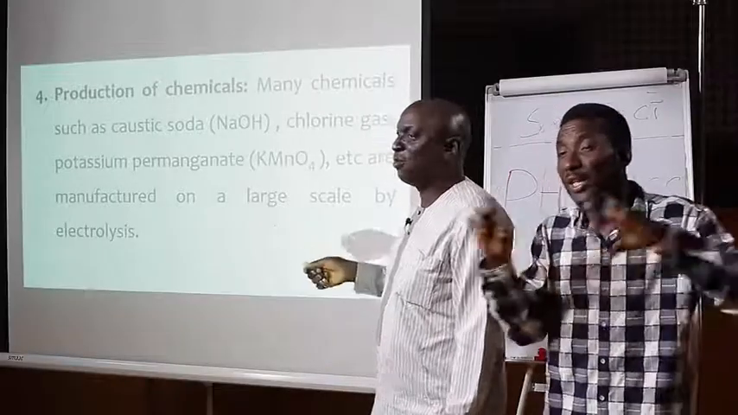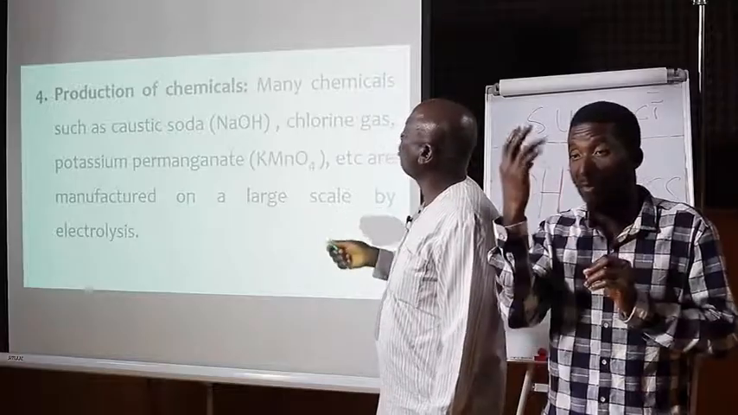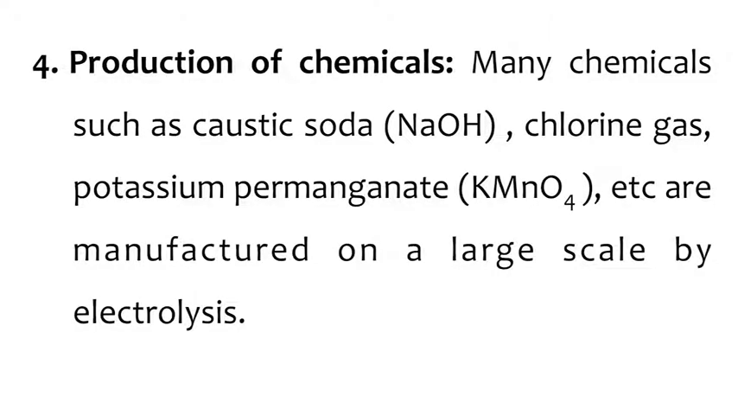And finally, number 4, it is used for the production of chemicals. Many chemicals, such as caustic soda, which is sodium hydroxide, chlorine gas, potassium permanganate, KMnO4, etc. are manufactured on a large scale by the process of electrolysis.